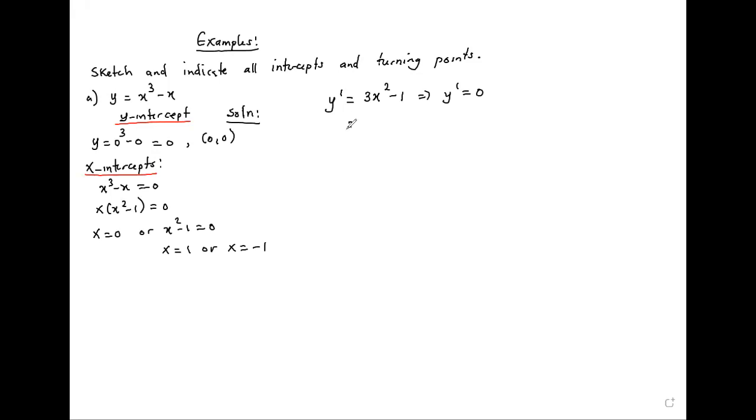So we equate 3x squared minus 1 to 0. Take 1 the other side, we'll have 3x squared is equal to 1. Divide by 3, divide by 3. So x squared is equal to 1 over 3, square root. So we get x is plus or minus 1 over root 3.